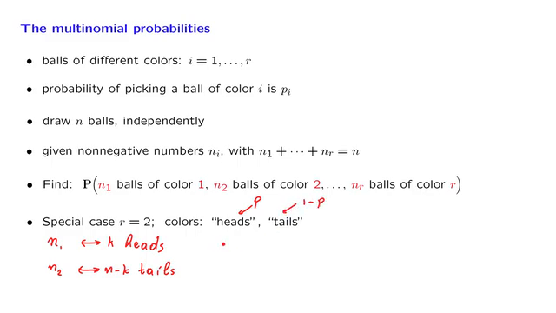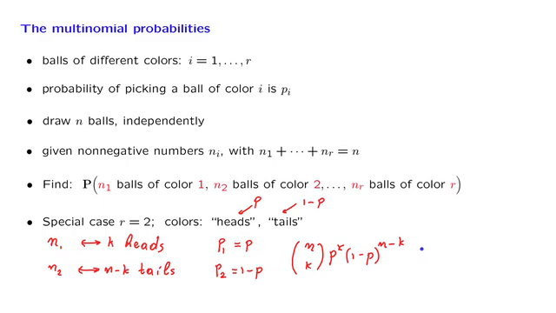The probability of obtaining the first color, which corresponds to heads, would be equal to p. The probability of obtaining the second color, which corresponds to tails, would be 1 minus p. Now, the probability of obtaining k heads in those n independent trials, we know what it is. By the binomial probabilities, it is n choose k times p to the k times 1 minus p to the power n minus k.